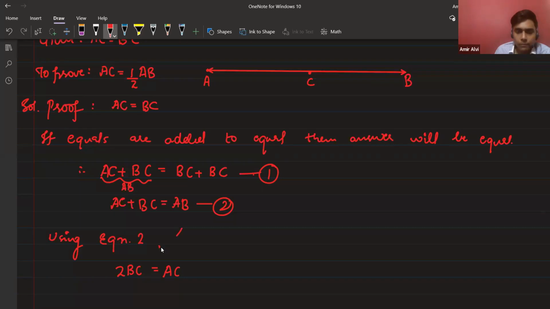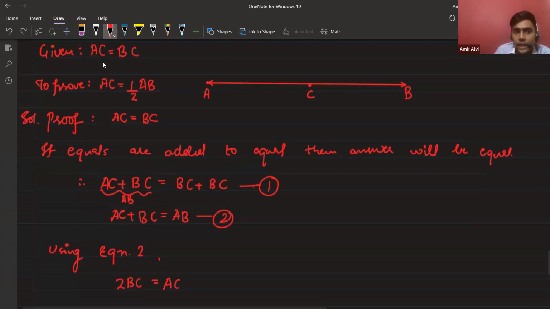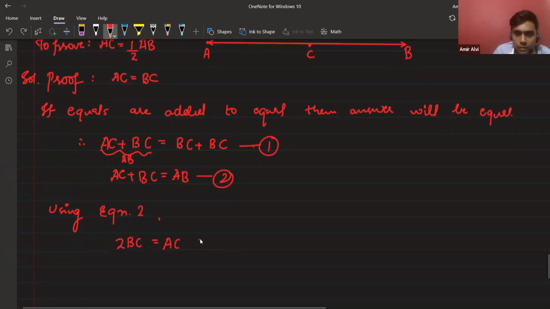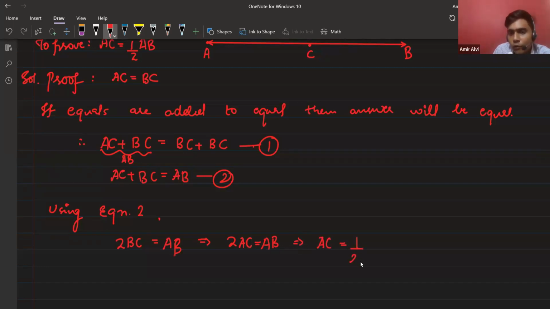Okay. So now tell me what we have to prove. We have to prove that AC is equal to half AB. Yes. So can I write AB in place of BC because it's already given? Yes. So 2AC is equal to AB. Sorry, it is 2BC, not 2AC. It is AB. So AC is equal to half of AB. How? We have just divided this two into this. Hence proved.